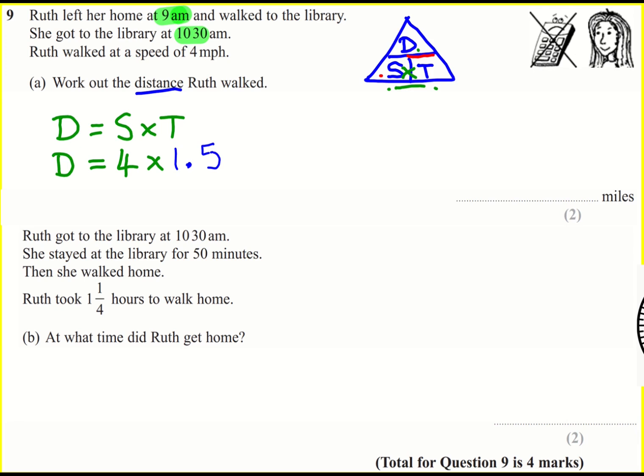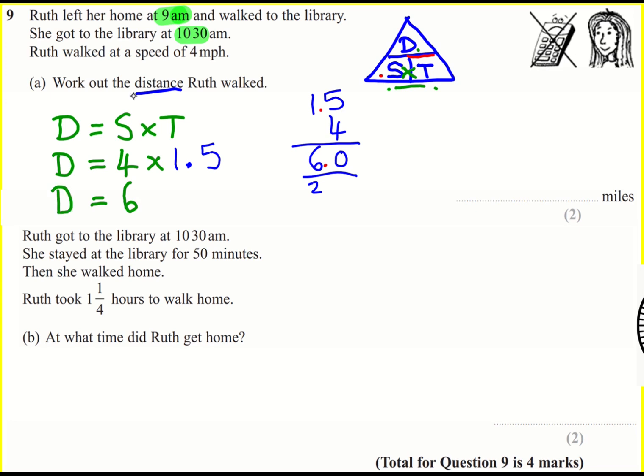So the calculation becomes 4 multiplied by 1.5. Now you can either do that mentally if you're confident doing that, or you can just do a little column. I'm going to do 15 times by 4. Ignore the decimal point for a second. 5 fours are 20. 1 4 is 4 plus 2 is 6. And because there was a decimal point here initially, 6.6 is your distance.